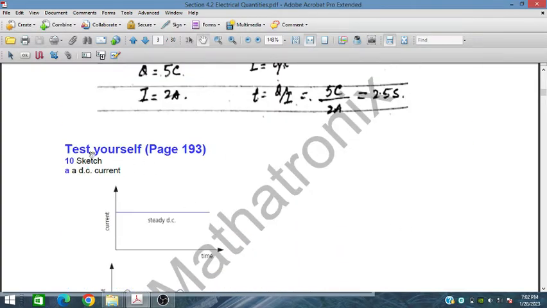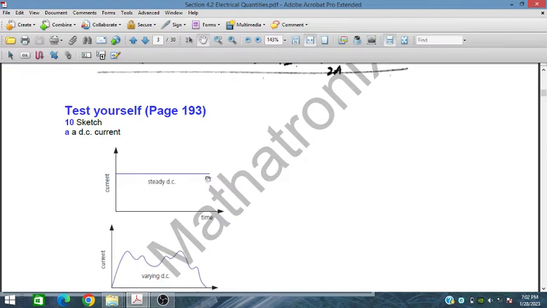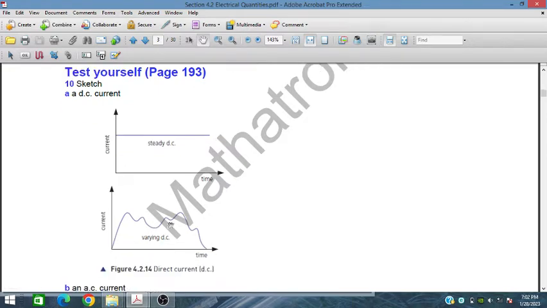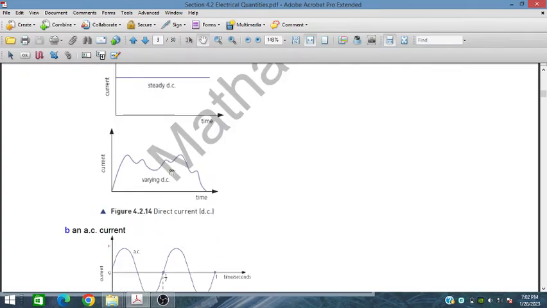Test yourself, page 193. Sketch a DC current. So this is a DC current. And this is also a DC current, but this is a varying DC, because the average value of this DC will be positive since there is no negative flow. So this is varying DC and this is steady state DC.